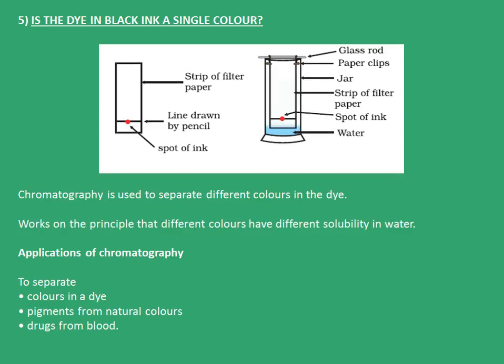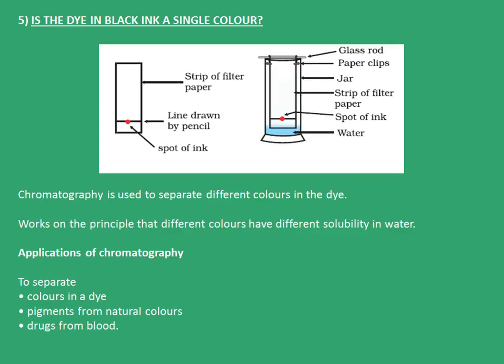Now, the fifth is, how can we check if the dye in the black ink is a single color? For this, the technique of chromatography is used. The experimental setup of this is to take a strip of filter paper and to draw a line with a pencil on it, as shown in this figure. Now, a spot of ink is placed on this line. Now, this strip of filter paper is slowly inserted into water, till the point when water reaches just below the line drawn by the pencil.